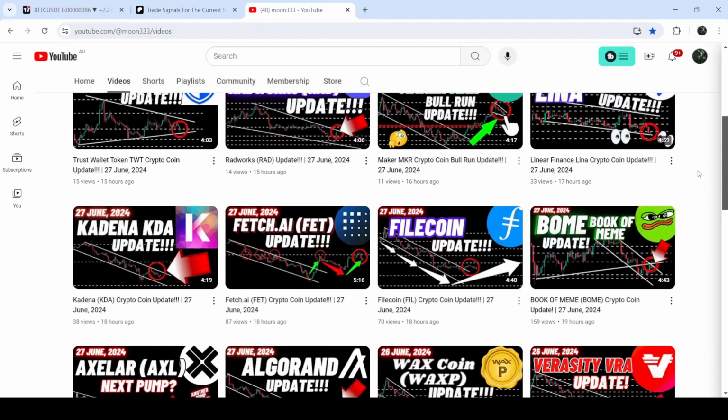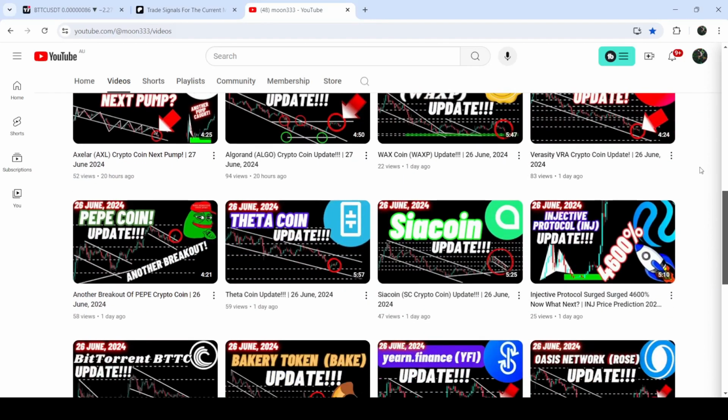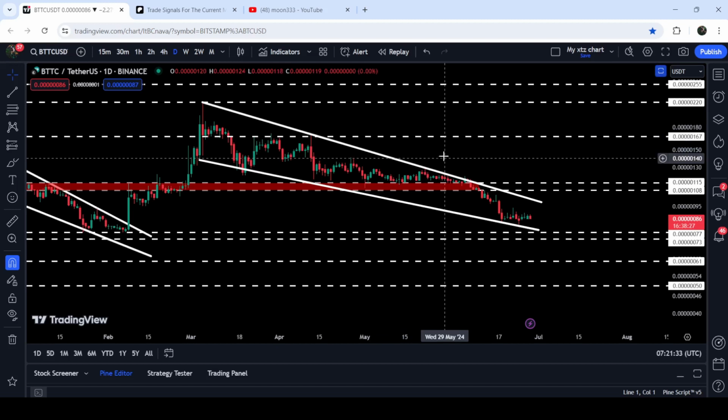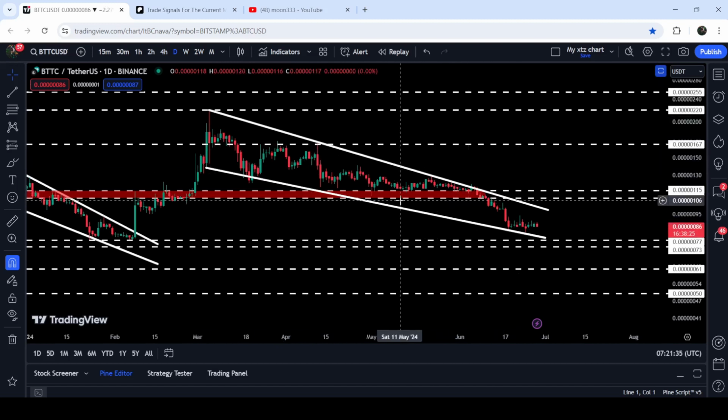As in my earlier videos, I was showing you that BitTorrent has formed another falling wedge pattern on the daily time frame chart, and this was my last video that I shared almost 24 hours ago with you. And now if we take a look at the live chart, then here on this daily time frame chart, you can see that it is still moving at the support of this falling wedge pattern.